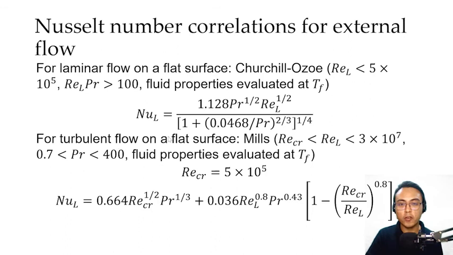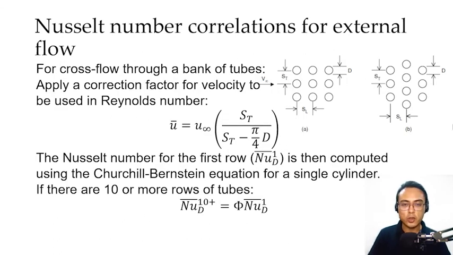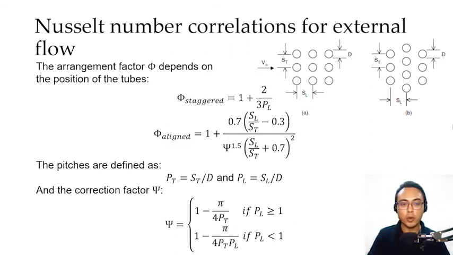For turbulent flow on a flat surface, we use the Mills equation, provided that your Reynolds number is greater than the critical Reynolds number. The critical Reynolds number is given here at the top, that is 5 times 10 raised to 5, and it is less than 3 times 10 raised to 7. Your Prandtl number must be between 0.7 and 400, and your fluid properties have to be evaluated at the film temperature. This is the Mills equation. We also have here Nusselt number correlations for the flow past a bank of tubes. I will be providing a separate video on this because this is a special case of external flow. We will go back to these equations in a separate video.